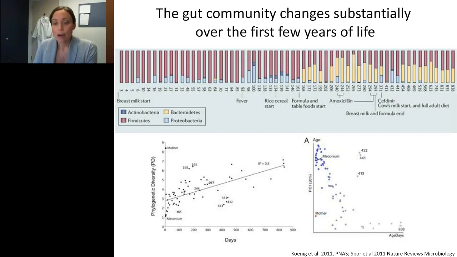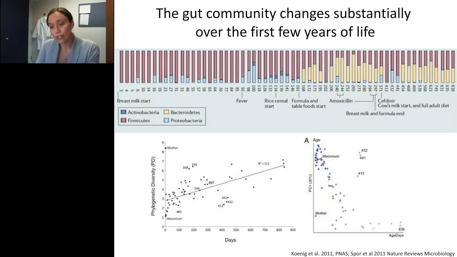This is from a study published out of Ruth Ley's group, this Koenig paper from 2011, where they tracked a single infant over the course of roughly 2.5 to 3 years. And from birth through early childhood, through exposure to table foods, antibiotics, socialization, and other features of this child's early life, we can see that the gut microbiome changes over time.